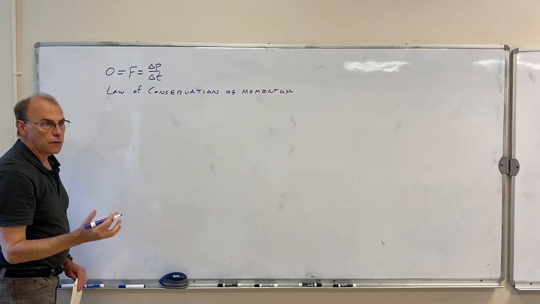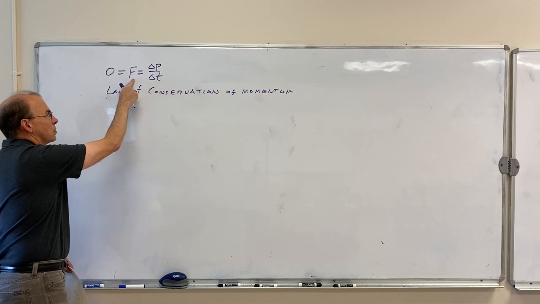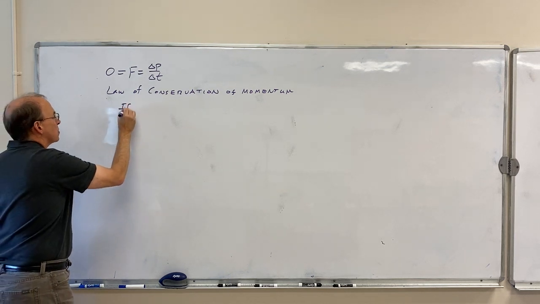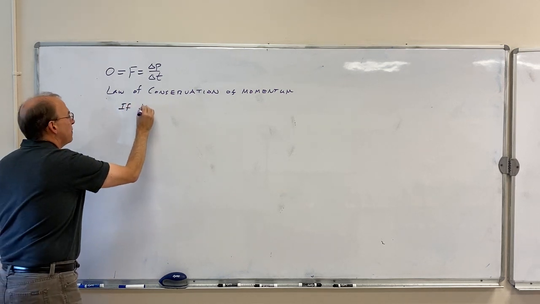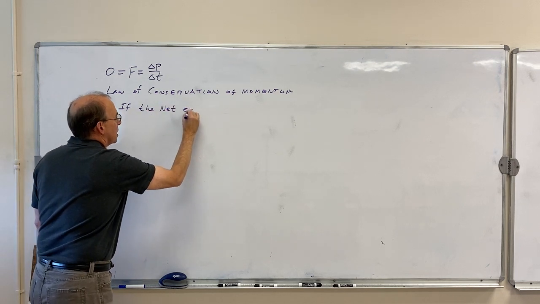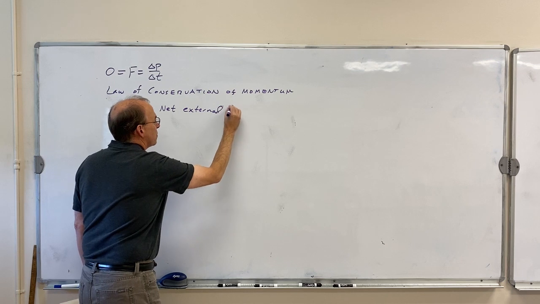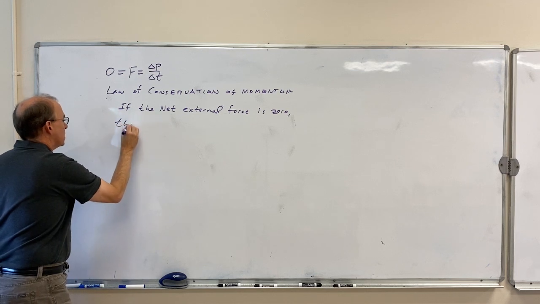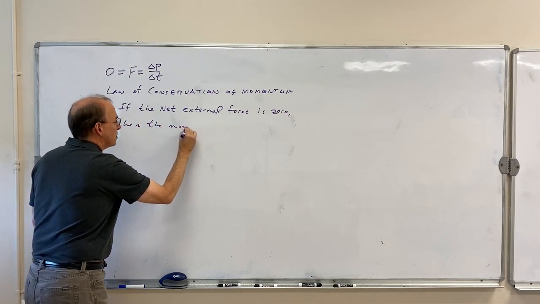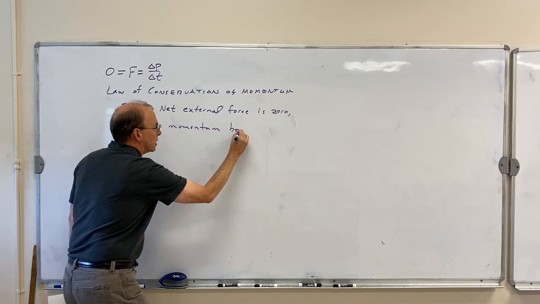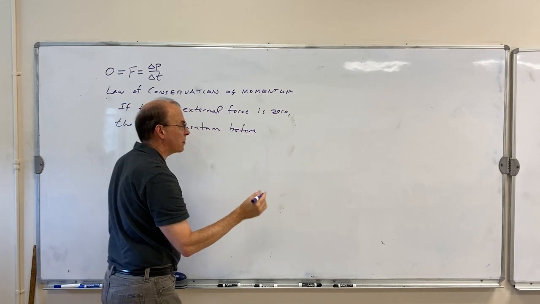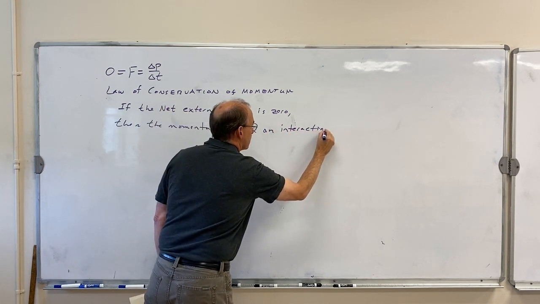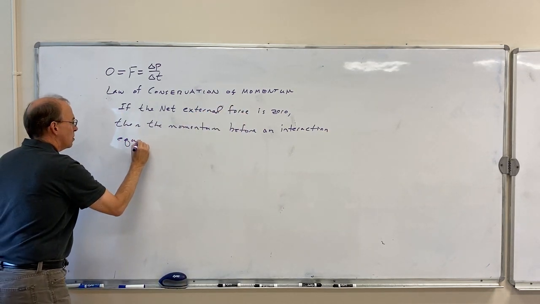This says if the net external force is 0, then the momentum before an interaction equals the momentum after. So there is an if there. Remember the if. If the net external force is 0, then the momentum before an interaction, like a collision, this is often used in collisions, an interaction, equals the momentum after.